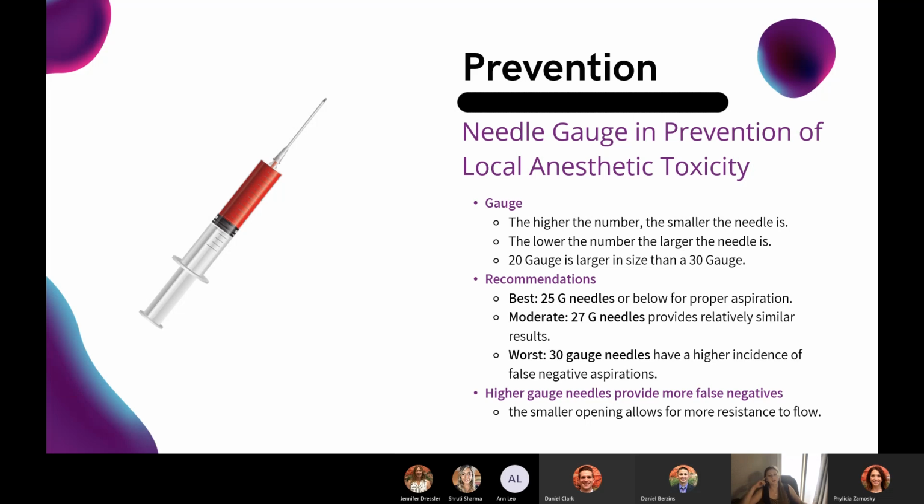Something else you can look at to have fewer false negatives is the needle size, or needle gauge. The gauge of the needle refers to the thickness of the needle, and the higher the number, the smaller the needle. The lower the number, the larger the needle. It is recommended to use a needle gauge of 25 or below for proper aspiration. In comparison, a 27 gauge needle provides relatively similar results. However, a 30 gauge needle has a higher incidence of false negative aspirations, because the higher gauge needles provide a smaller opening, causing more resistance to flow.